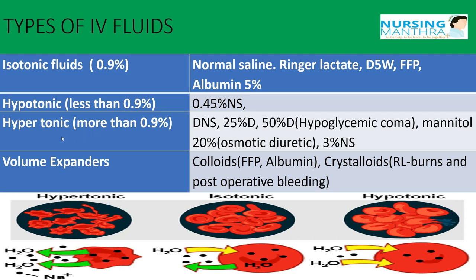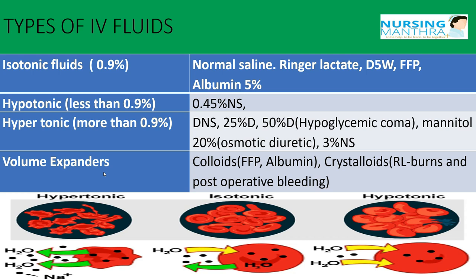Then hypertonic. Hypertonic means more than 0.9% sodium will be there. Examples are DNS, 25% dextrose, 50% dextrose. We are using these for hypoglycemic coma and all. Then mannitol 20%, that is an osmotic diuretic. Then 3% NS. These come under hypertonic solutions.